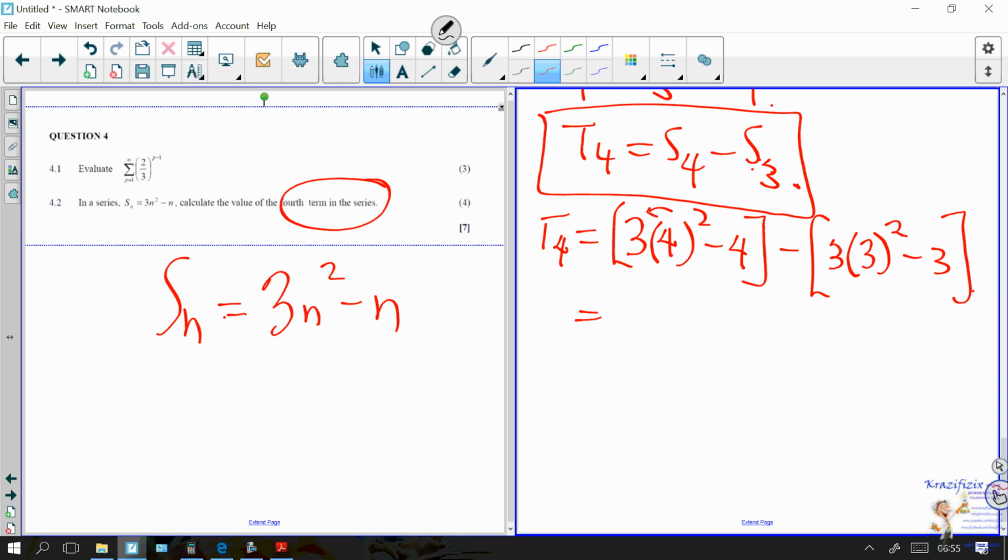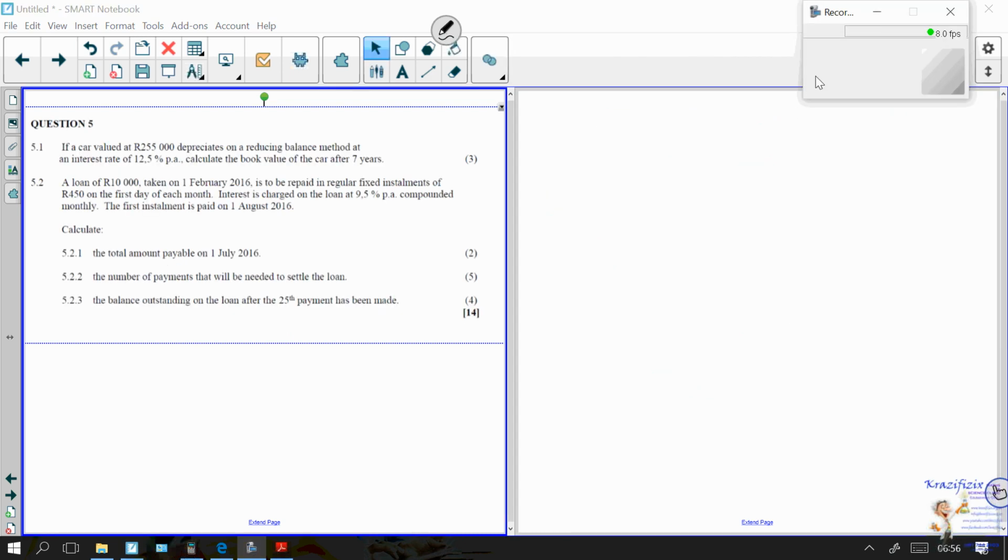16 times 3 would give you what? 48. 48 minus 4 would give me 44. All right, minus here 3 times 3 times 3 will give me 27. 27 minus 3 would give me what? 24. 44 minus 24 would give us what? 20. All right, and that's how we work things out there. Question 4 also done.